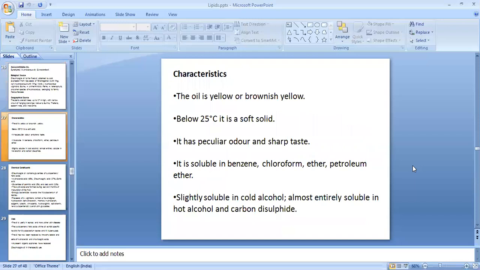And next, the morphological characteristics. The oil is pale yellow or brownish yellow in color, which becomes a soft solid at low temperatures. It has a characteristic peculiar smell and a sharp taste. Now the solubility: insoluble in water, soluble in organic solvents like benzene, chloroform, ether, and petroleum ether. It is slightly soluble in cold alcohol and entirely soluble in hot alcohol, and also soluble in carbon disulfide.